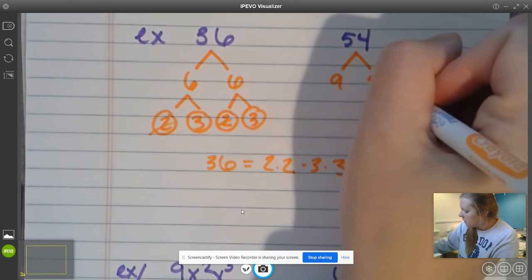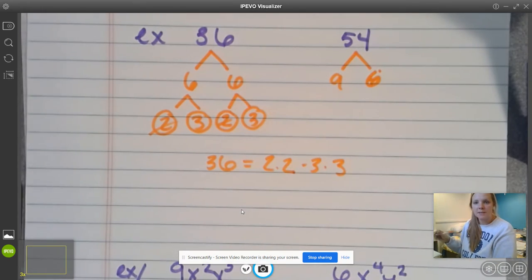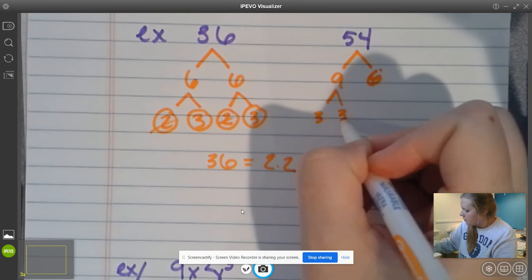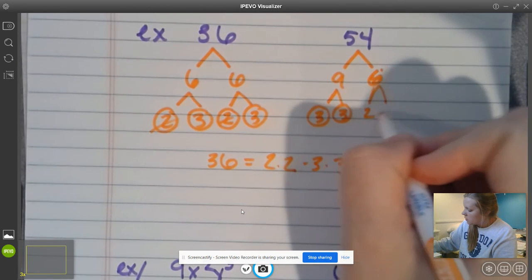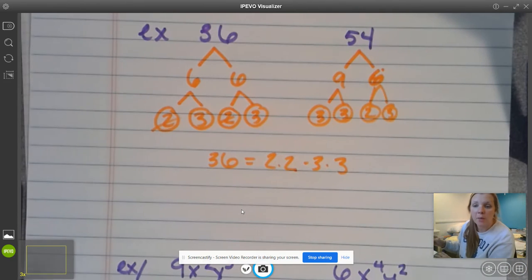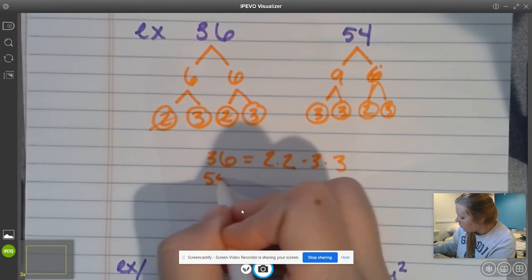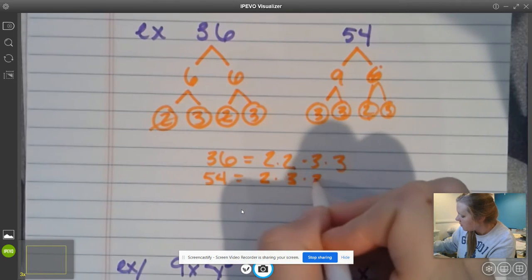Now I can do 54. 54 can break down a lot of ways, but I immediately think of 9 and 6. 9 is composite. It breaks down into 3 and 3. And 6 breaks down into 2 and 3. They're all prime, and so I know I'm done factorizing, using the prime factorization. So 54 is 1 2 and 3 3s.